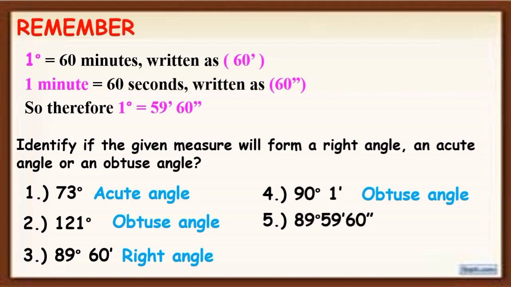Next, number 5 is 89 degrees, 59 minutes, and 60 seconds. So, this measure is a right angle. So, same process. Remember that 1 degree is equivalent to 60 minutes and 1 minute is equivalent to 60 seconds. So, yung 1 degree natin ay equivalent sa 59 minutes and 60 seconds. So, again, etong 59 minutes and 60 seconds are equal sa 1 degree. So, 89 plus 1 degree is equal to 90 degrees. That's why this measurement is a right angle.